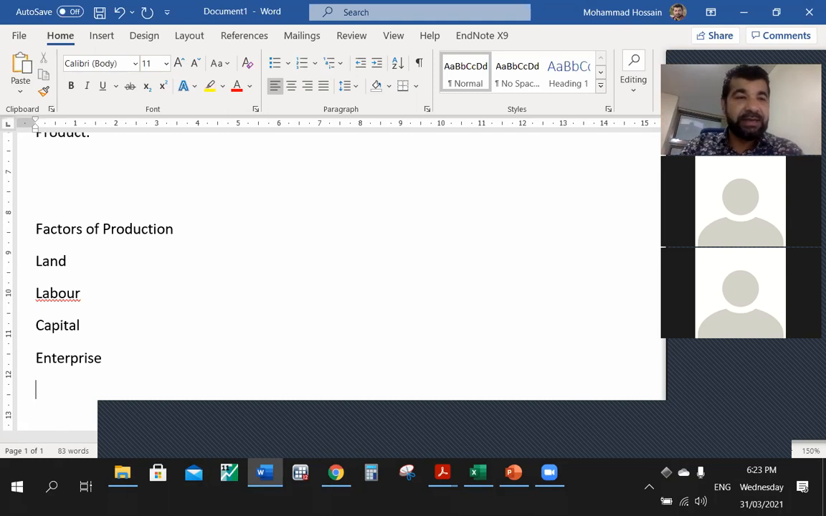Short run means that at least one of these factors of production is constant or fixed. At least one of them. If all of them are variable, all of them are changing, that is long run.